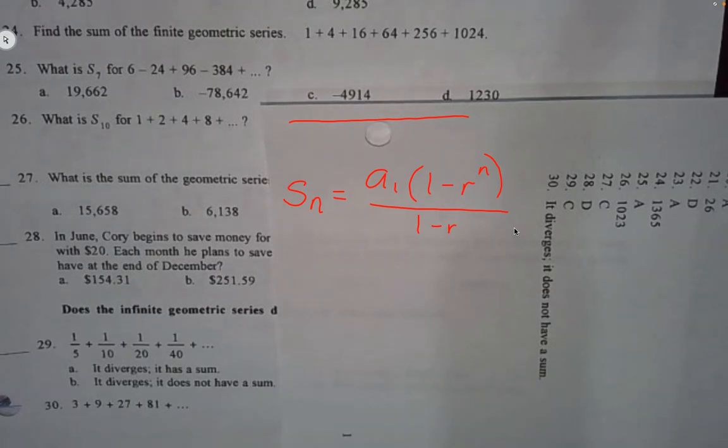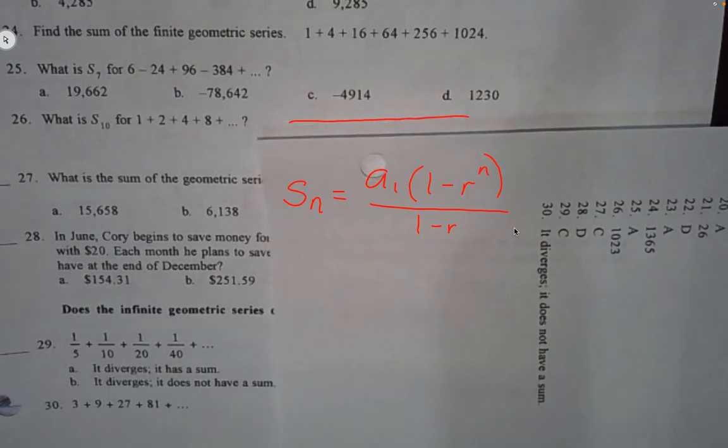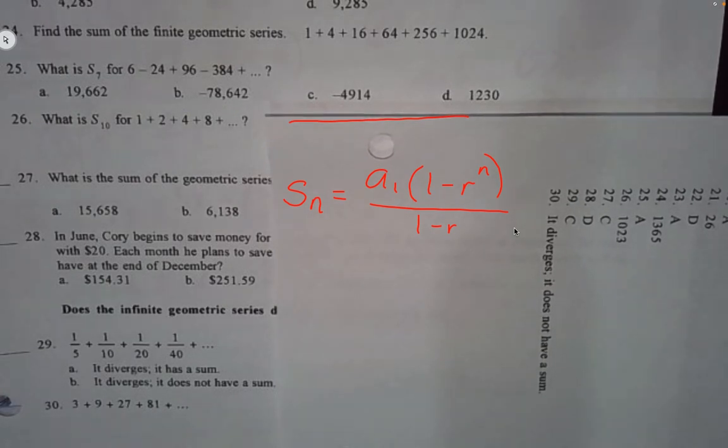Do I need to go over 26? Or do y'all want to try that one? Y'all want me to do that one with you? Okay, 26. My first term is 1. And it's 1 minus, what's my rate? What am I multiplying by? 2. And how many terms are there? 10. And over 1 minus 2.